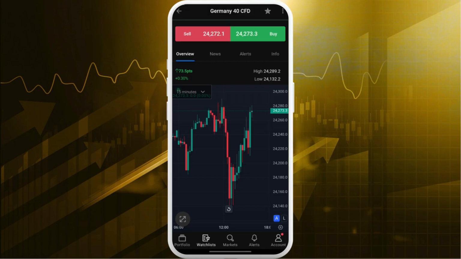You can use diversification as a hedging method. You can use futures contracts. You can do hedging with options trading. You can do currency hedging and many more. So that's how you can hedge your forex trades on forex.com.